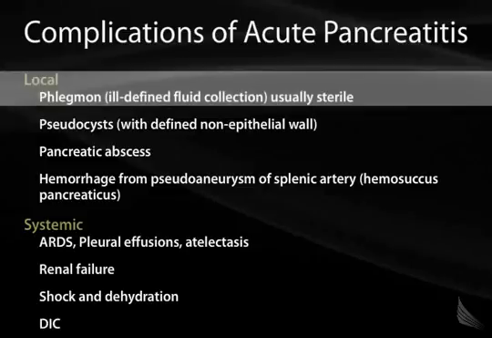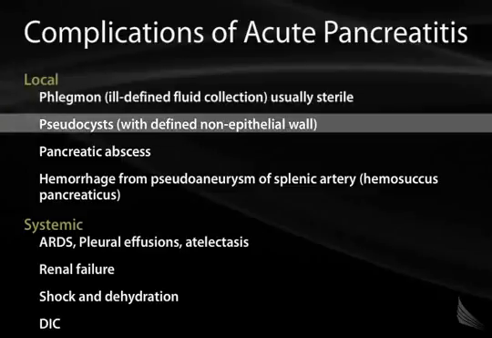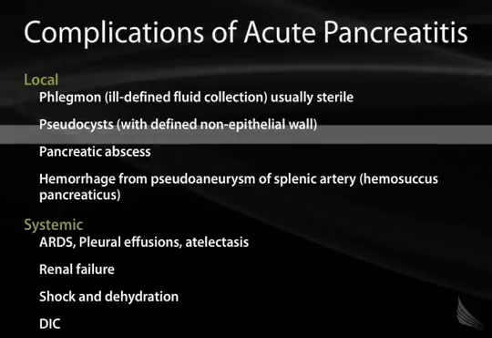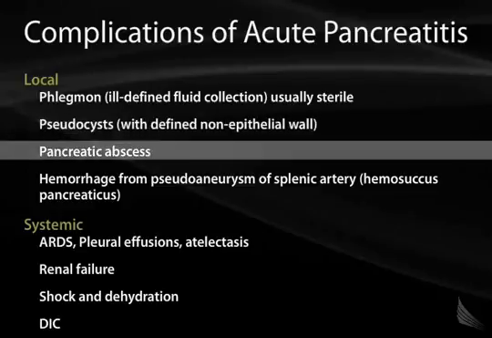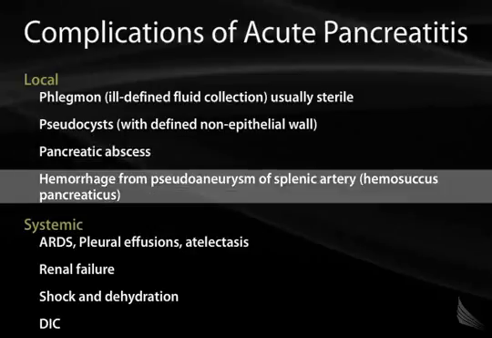Complications of acute pancreatitis include a local phlegmon. This represents an ill-defined inflammatory fluid collection which should be sterile. There are pseudocysts with defined non-epithelial walls. Pancreatic abscesses when there are collections that have become infected, and hemorrhage from pseudoaneurysm of the splenic artery. This is otherwise known as hemosuccus pancreaticus and is an unusual cause of an upper or lower GI bleed.